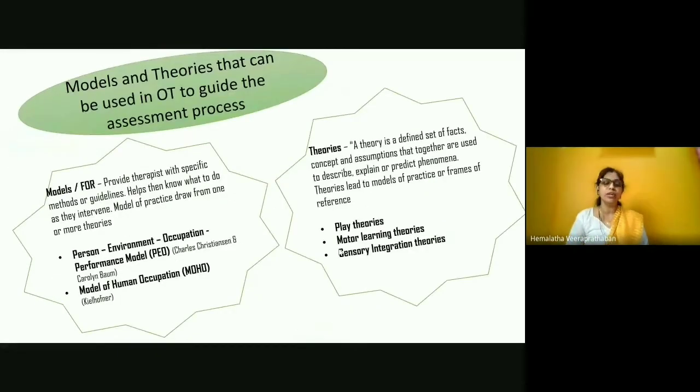If you talk about the models and theory, there are a lot of models and theories. We really need to understand what is a model and what is a theory.